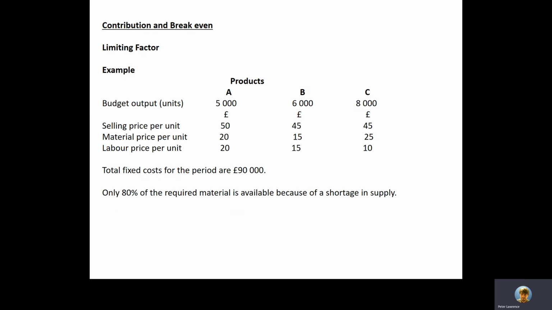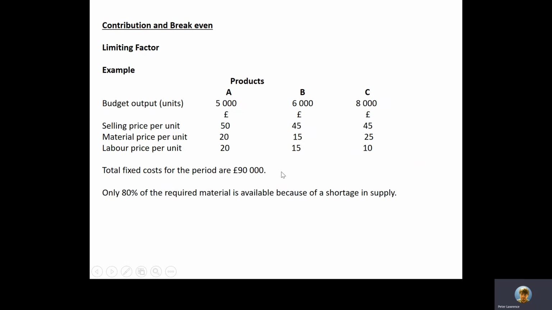So here is our example. We have got a limiting factor in this question, which is material. We can only make 80% of the products, as only 80% of the material is available because of a shortage in supply. Now, if we look at these, each one, we've got products A, B, and C. We've got the output for each one. 5,000 for A, 6,000 for B, 8,000 for C. Obviously, we can't make them all because of a shortage of material. We've then got the selling price and the variable costs for each unit.